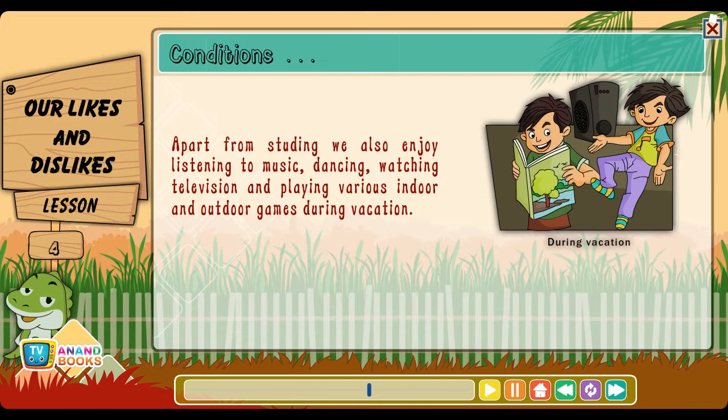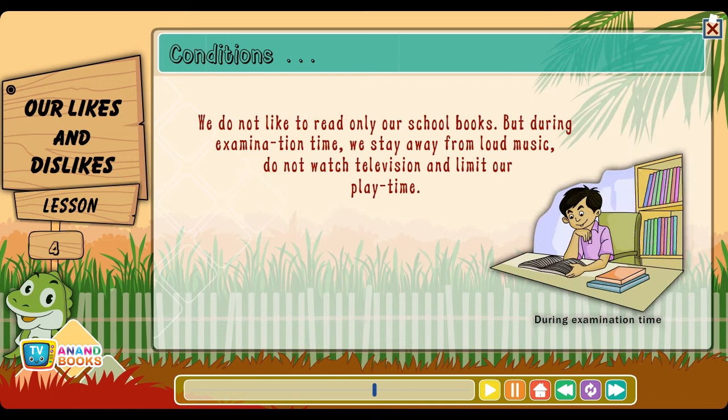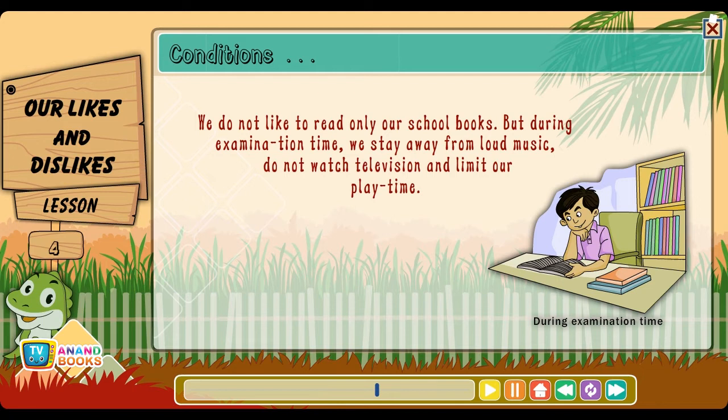Conditions. Apart from studying, we also enjoy listening to music, dancing, watching television, and playing various indoor and outdoor games during vacation. We do not like to read only our school books, but during examination time, we stay away from loud music, do not watch television, and limit our playtime.